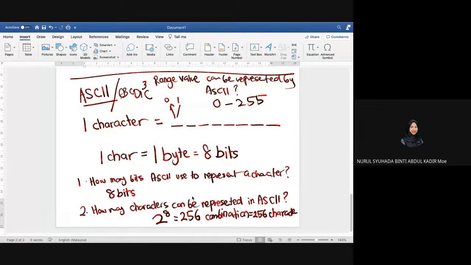How many characters can be represented by ABCD? 2 to the power of 8 juga, which is equal to 256 characters. Range value that can be represented by ABCD, sama lah, 0 to 255. So that is ASCII and ABCD because they are the same.